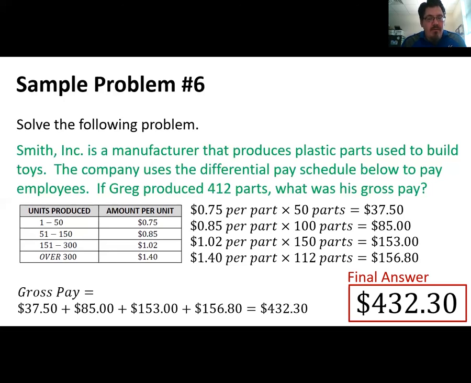So the differential pay schedule is a little bit trickier because there are steps that you have to calculate, but there are definitely benefits to having a schedule like this, in the sense that as an employee, the more parts you make, the more money you make per part, and so it definitely can add up to be more productive over the course of the week. And there we go.